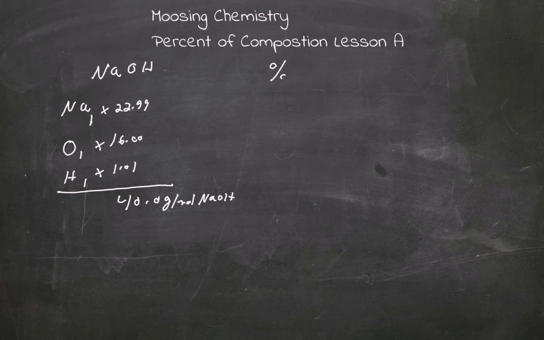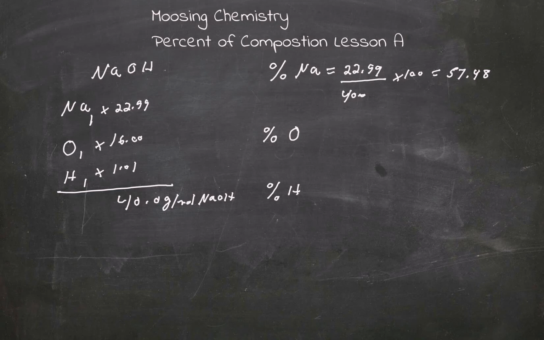So now, what is the percent of sodium, what is the percent of oxygen, and what is the percent of hydrogen in that compound? To do that, we take 22.99, that's the sodium mass, divided by 40.00 times 100. So 22.99 divided by 40 times 100 tells me that sodium is 57.48% of the compound. Oxygen, well, oxygen is 16.00 divided by the 40 again times 100. So 16 divided by 40 times 100 is 40%.